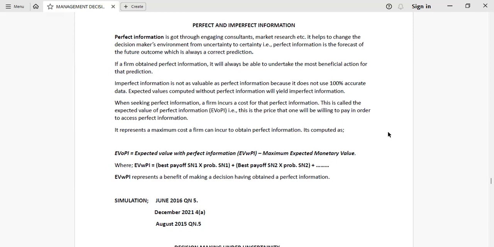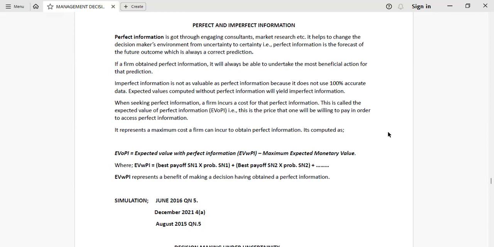Perfect information is the kind of information that is got through engaging consultants, engaging professional people. In other words, through carrying out market research and other items so that we can have that perfect information. So it is the information that we get through engaging the professional guys, like the consultants, through doing market research and other items. It helps us to change the decision makers' environment from uncertainty to certainty.